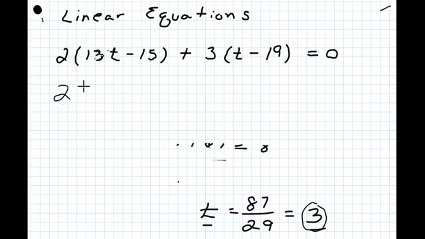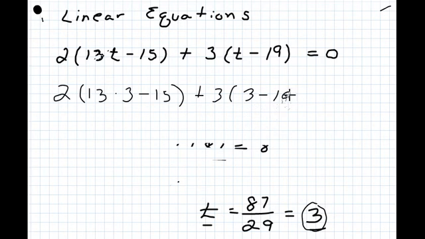t. So 2 times 13 times 3 minus 15 plus 3 times 3 minus 19. And this is so we can check our work and make sure we did everything correct.